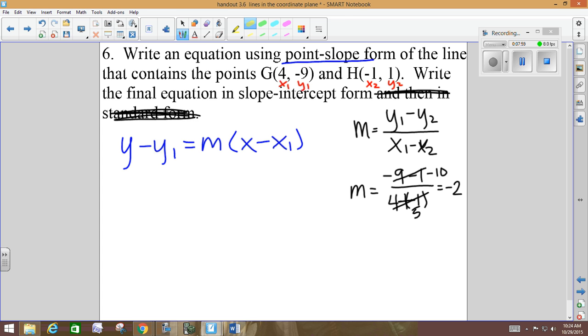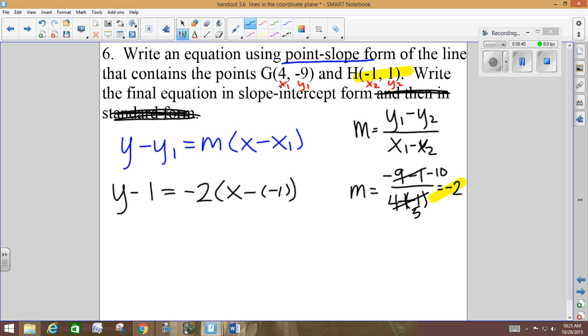What else do we need to write the equation of a line? Point. I have 2 of them. Just pick one. It doesn't matter. You want to do G or do you guys want to use H? H? All right. It shouldn't matter. If some of you use G, we should end at the same spot. Point slope form. Y minus. Which of the highlighted values are we going to substitute in for Y1? 1. Good. Equals M. What should I put in for M? Negative 2 times the quantity X minus negative 1.